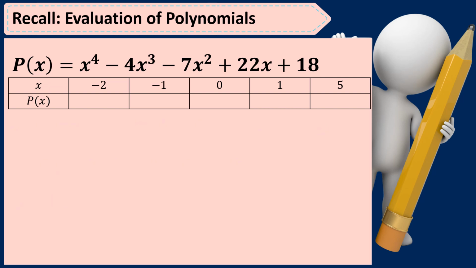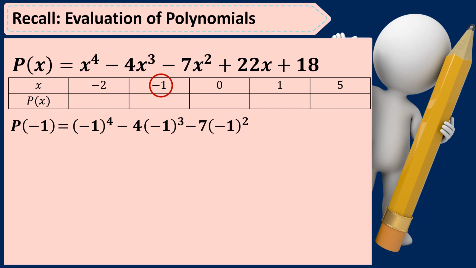We now solve for P of negative 1. P of negative 1 is equal to the fourth power of negative 1 minus 4 times the cube of negative 1 minus 7 times the square of negative 1 plus 22 times negative 1 plus 18.